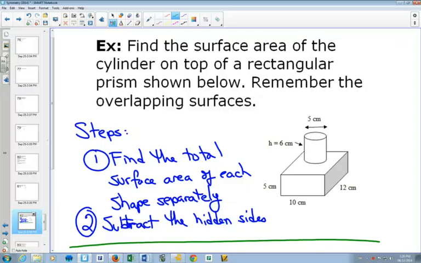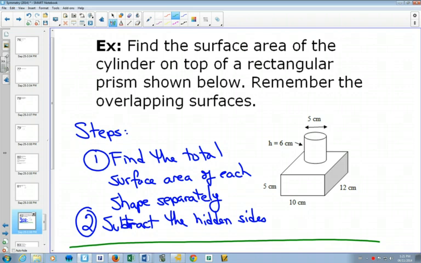So here's the question. We want to find the total surface area, and that's like painting the whole thing. What's the total area to paint the whole thing? We've got a cylinder on top of a rectangular prism, and we already wrote down that we're going to find the total surface area of each shape separately, and then we're going to subtract the parts that wouldn't get painted.